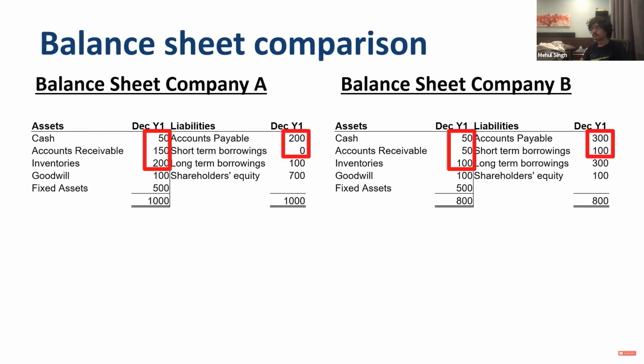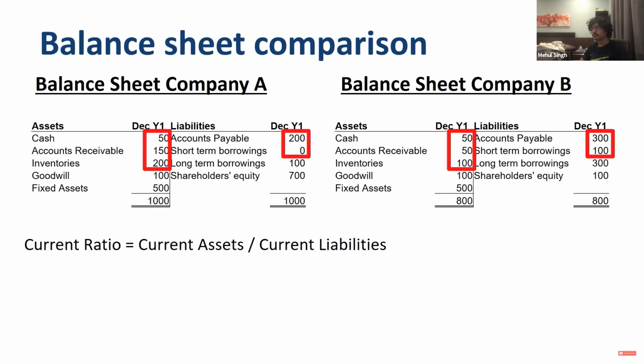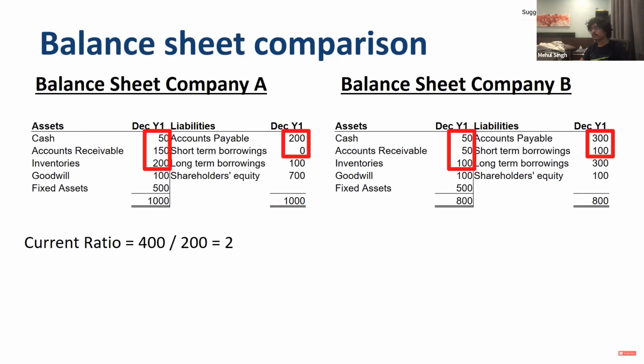A useful financial ratio in this area is the current ratio. Simply divide the current assets by the current liabilities. For Company A, 400 divided by 200 is 2. For every dollar of current liabilities, there are $2 of current assets, a safe position from the perspective of business continuity. For Company B, 200 divided by 400 is 0.5. For every dollar of current liabilities, there's only 50 cents of current assets, a more risky position for a supplier that is hoping to get paid.